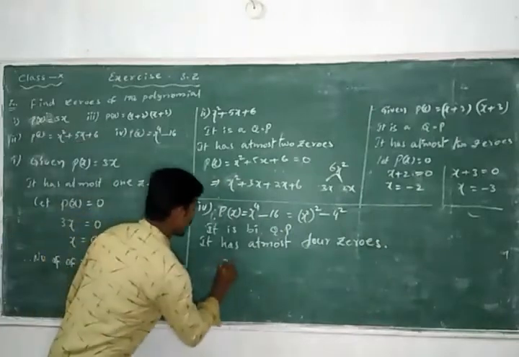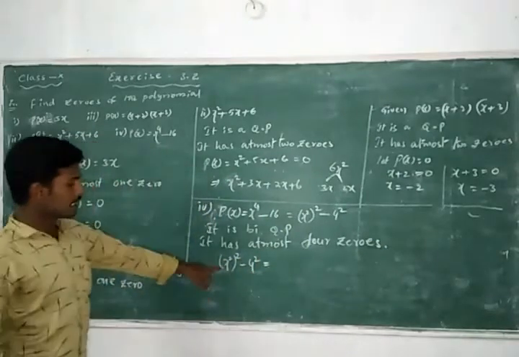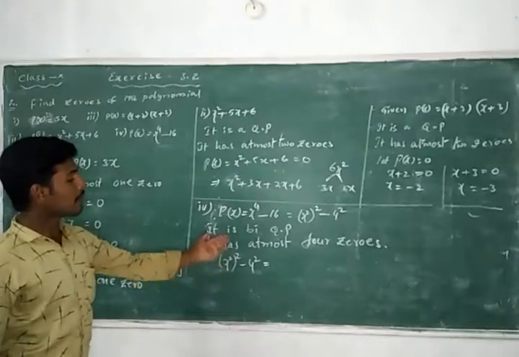So let's take x square whole square minus 4 square. It is like the equation a square minus b square.